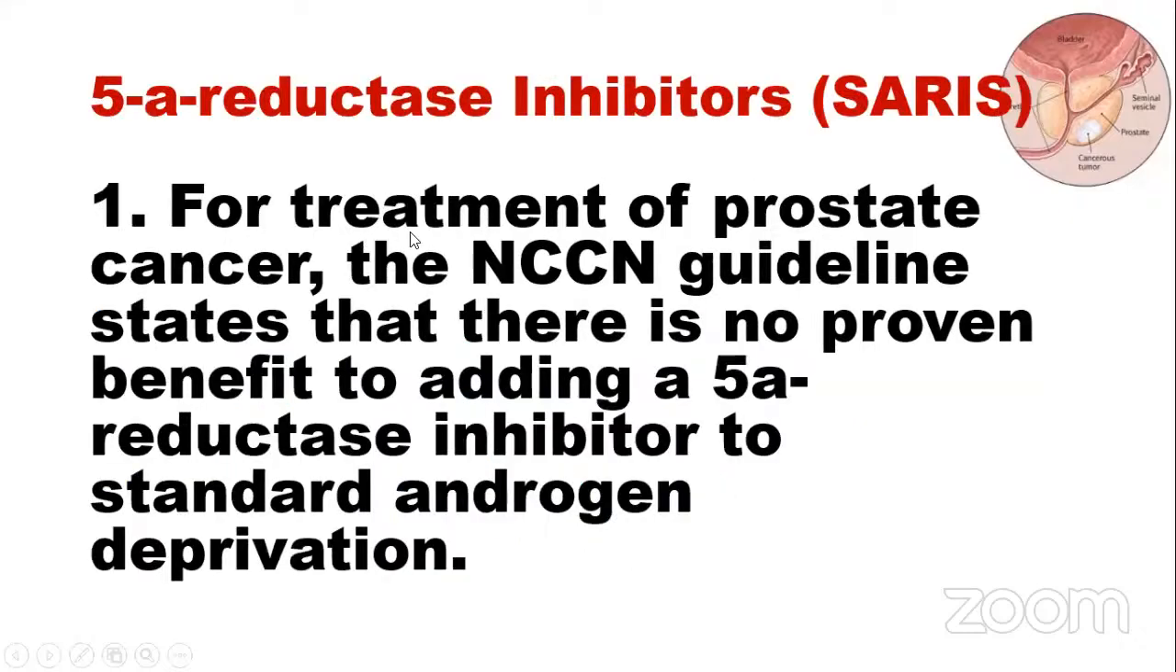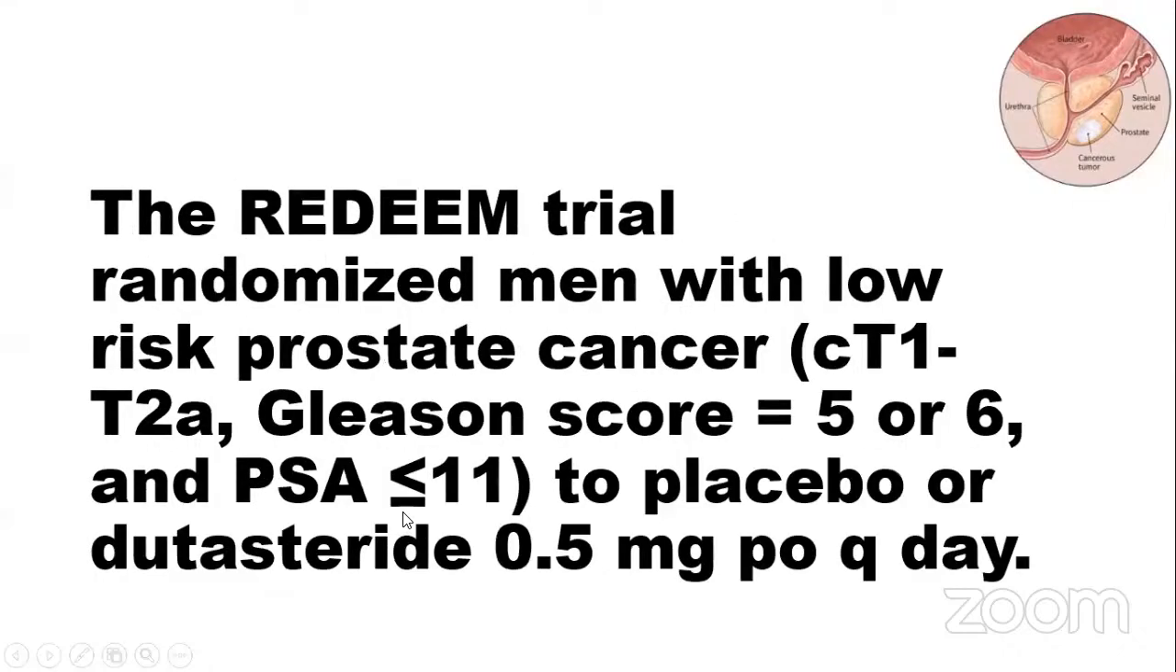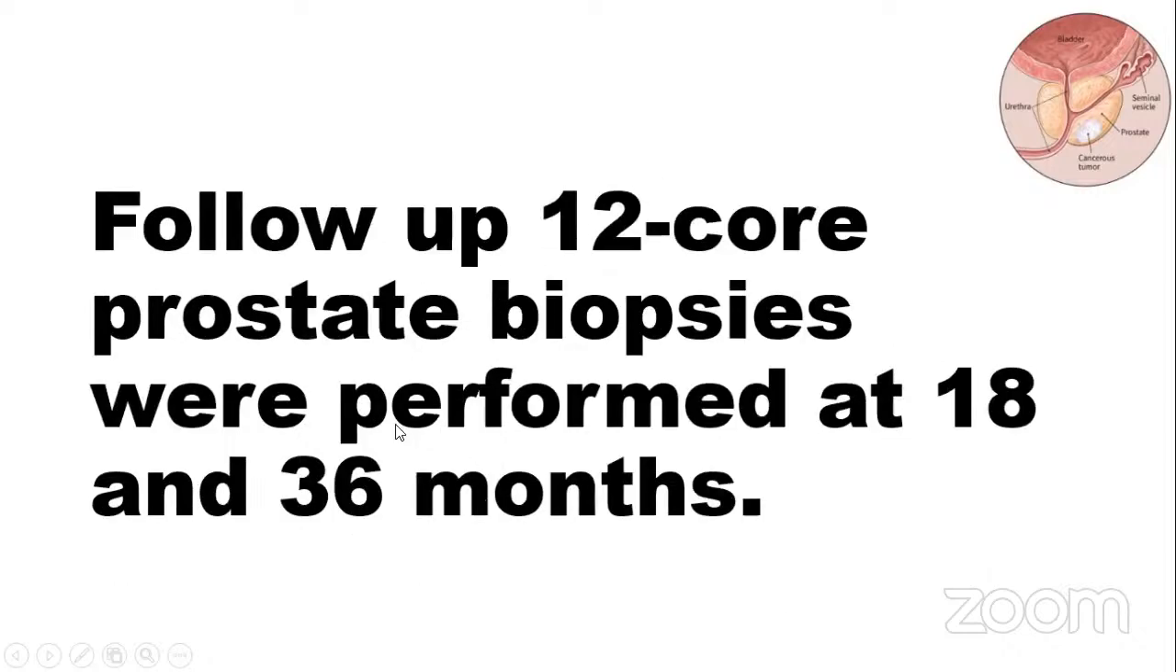5-alpha reductase inhibitors for the treatment of prostate cancer. The NCCN guideline states that there is no proven benefit for adding a 5-alpha reductase inhibitor to standard androgen deprivation. In general, use of a 5-alpha reductase inhibitor to prevent progression during surveillance of prostate cancer is not recommended, but the REDEEM trial randomized men with low-risk prostate cancer, T1 to T2, Gleason score of 5 or 6, PSA less than 11, to placebo or dutasteride 0.5 milligram per oral daily. Follow-up 12-core prostate biopsies were performed at 18 to 36 months.